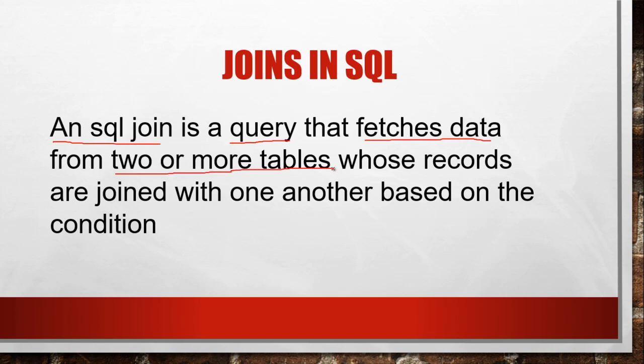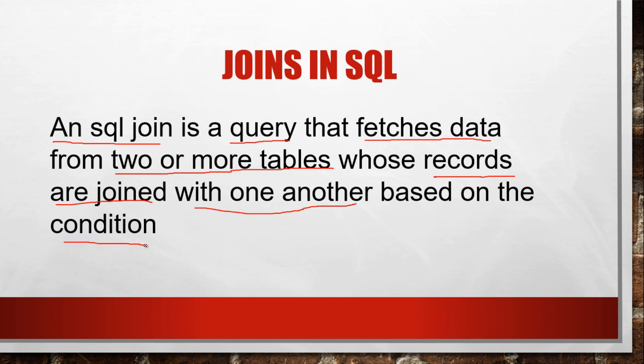Till now we have just used a single table for the query. Yes, in relational algebra we learned about the Cartesian product and the union operation, where we included more than one table, but there is one more case, that is joins. In joins also we use two or more tables. An SQL join is a query that fetches data from two or more tables whose records are joined with one another based on conditions.